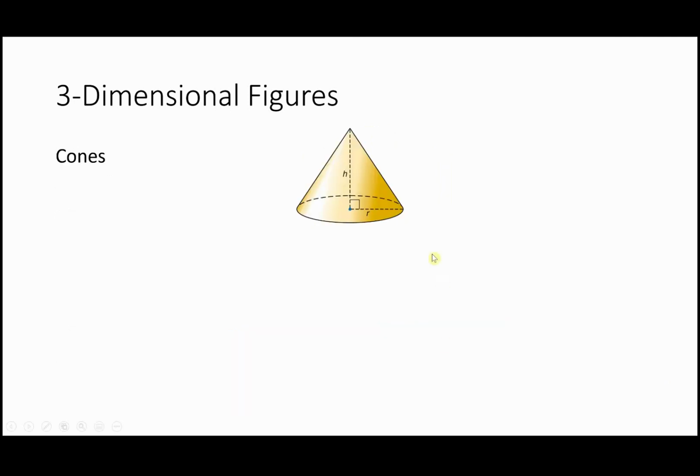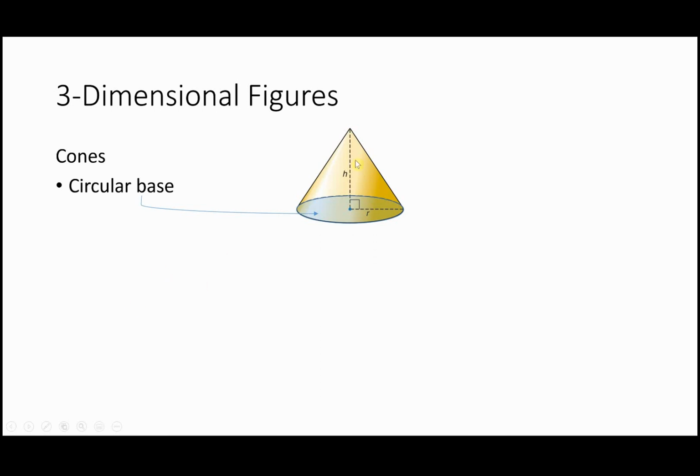Then there are cones. Cones have a circular base, right? And a kind of skirty looking lateral surface, something that we don't get into until later on in the surface area discussion.